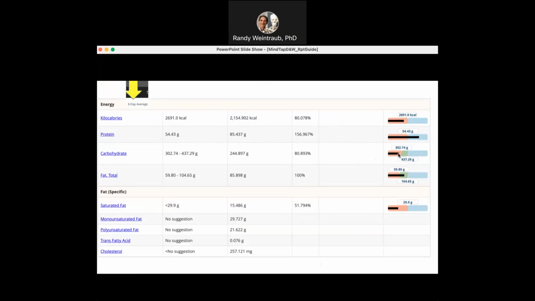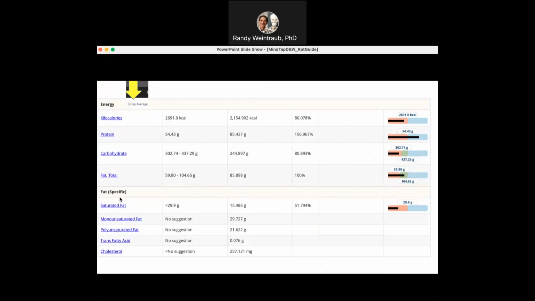Carbohydrate, I was low here, 80%. Fat, I was a little bit, well, in the range, on the high side of the range.